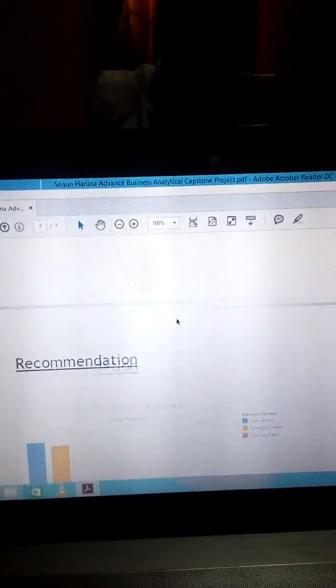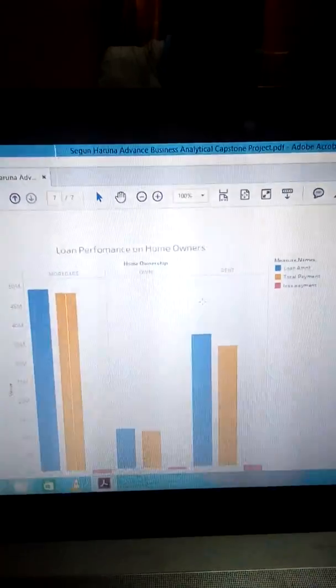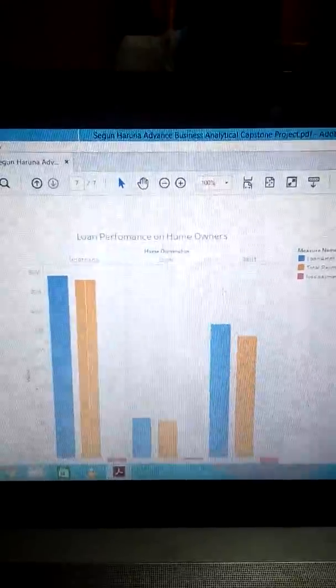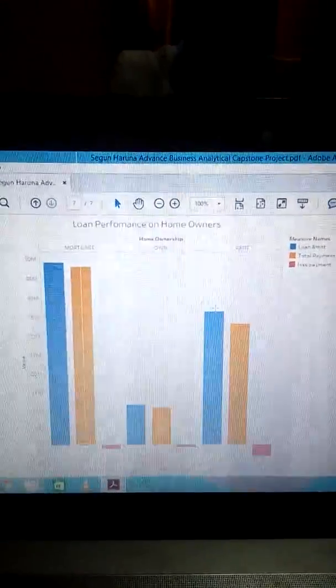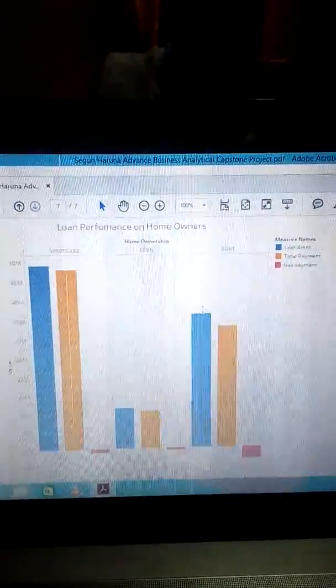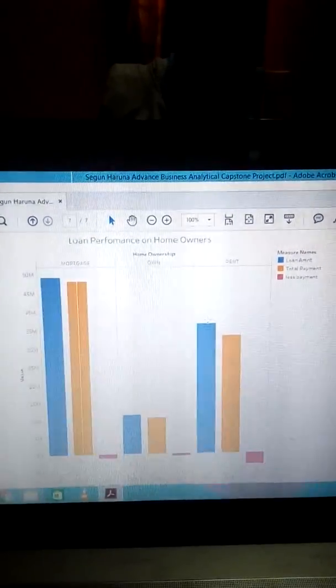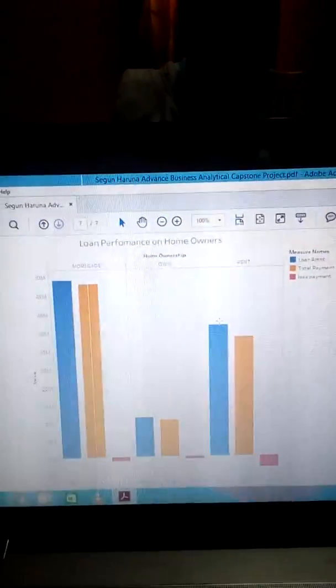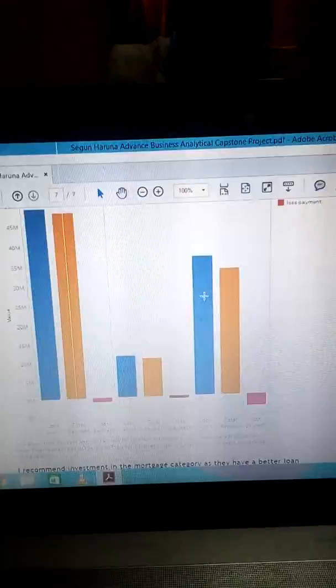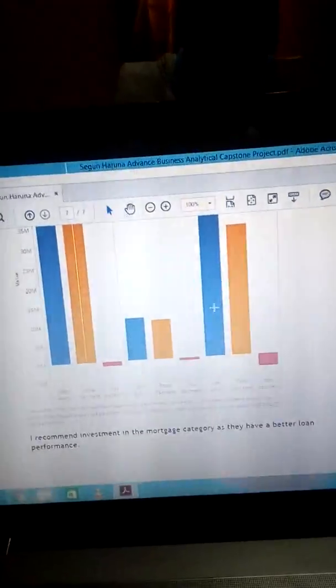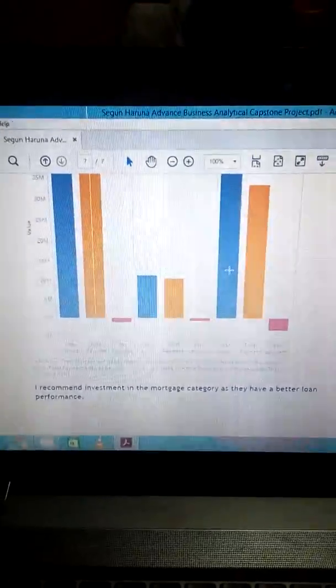Below here is my recommendation. For investors, I will advise that we invest more in the mortgage category, because it shows that a large percentage of people collected loans and made payments with little loss. So that's my recommendation: I recommend an investment in the mortgage category. So that's my analysis. Thank you very much.